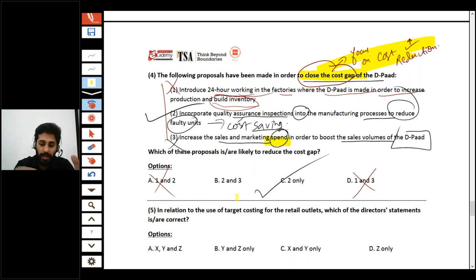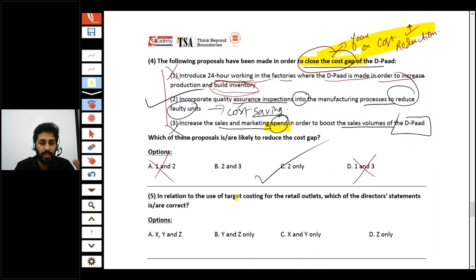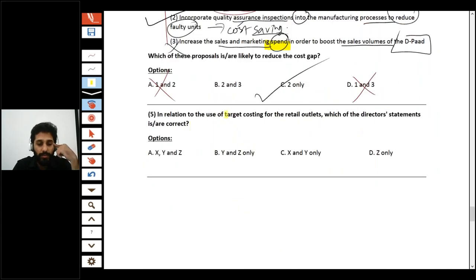Next. The next one is the last MCQ for this case study. In relation to the use of target costing for all the retail outlets, which of the director's statements are correct? Now I should go up.